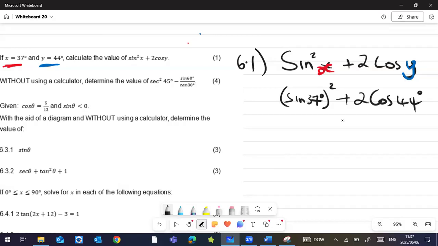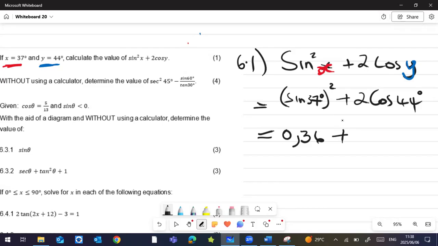Now, using your calculator, you'll get the value of sine 37 degrees. You can open bracket, then you type in your sine 37, then close your bracket and square. So you'd realize that sine squared of 37, or sine 37 all squared, will give you 0.36 if I round off here. Plus then you type in 2 cos 44 degrees.